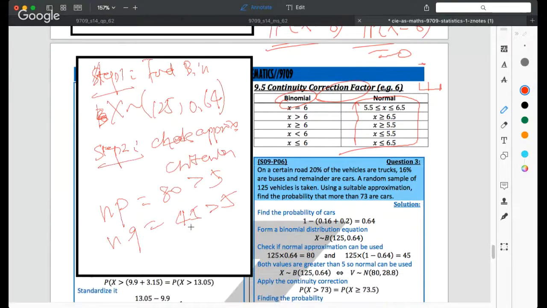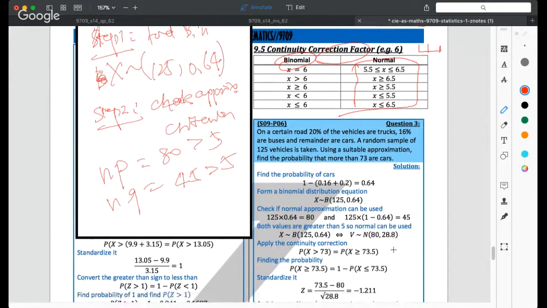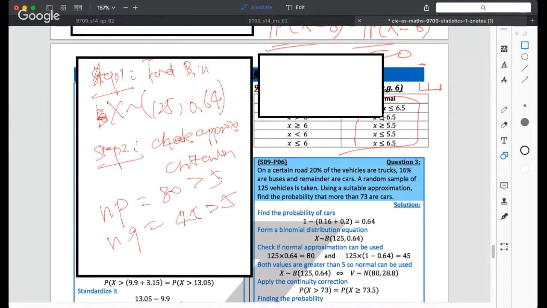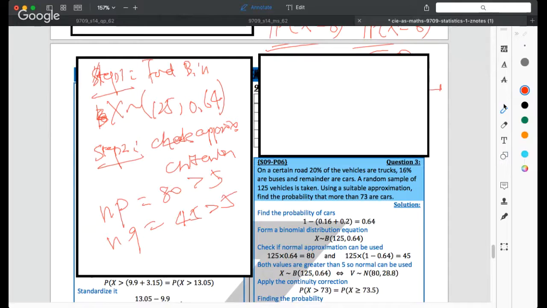And the next step, step 3, is just to convert it into a normal distribution. So what's that?